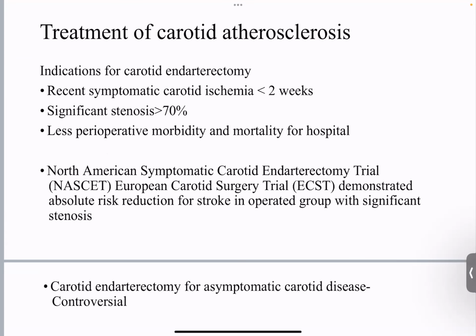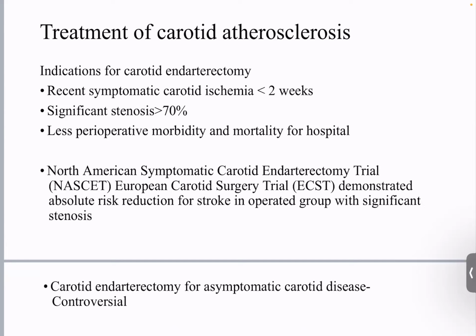Moving on to treatment for carotid atherosclerosis. As we all know, carotid atherosclerosis is a risk factor for developing stroke, like AF. So we have interventions, both medical and surgical. There are few indications for carotid endarterectomy. So recent symptomatic carotid ischemia presenting less than 2 weeks. Significant stenosis, more than 70% luminal narrowing, and pertaining to hospital and surgeon, if the perioperative morbidity and mortality is less, we can go for carotid endarterectomy.